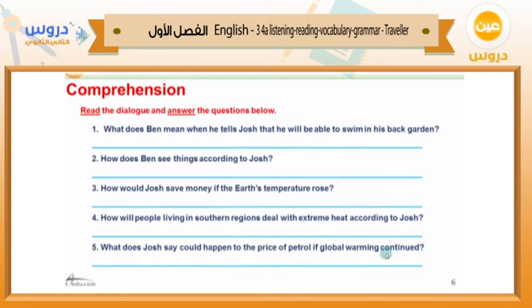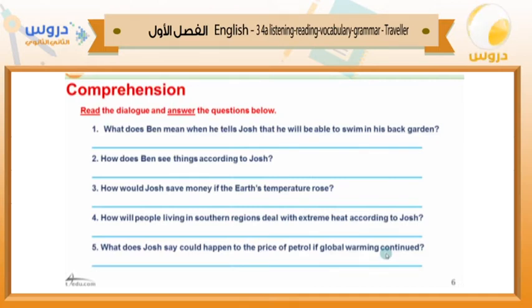For number 2, how does Ben see things according to Josh? Well, Josh thinks that Ben is a negative person and he only sees disadvantages to everything. And for 3, how would Josh save money if the earth temperature rose? For Josh, he wouldn't have to buy heavy winter clothes.